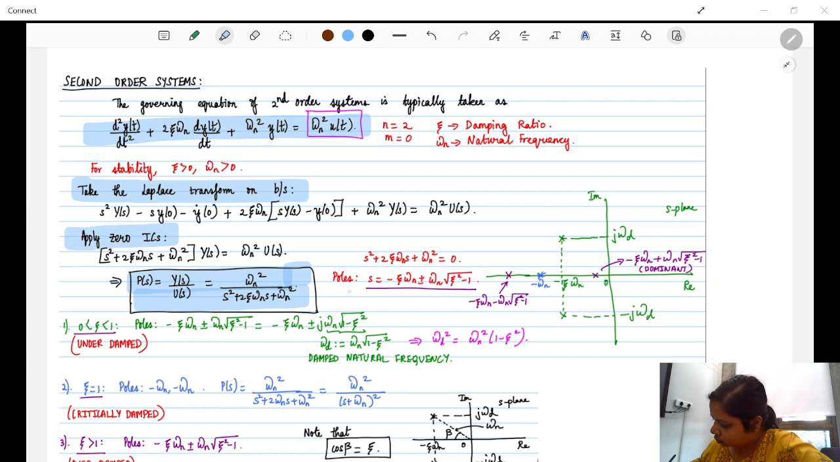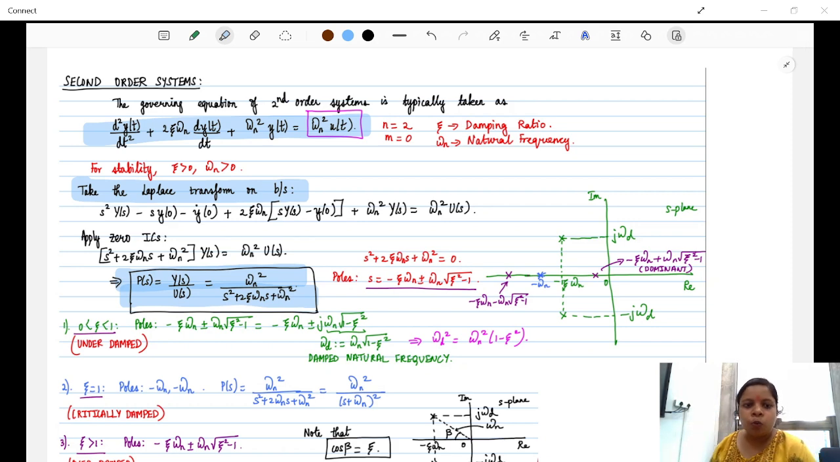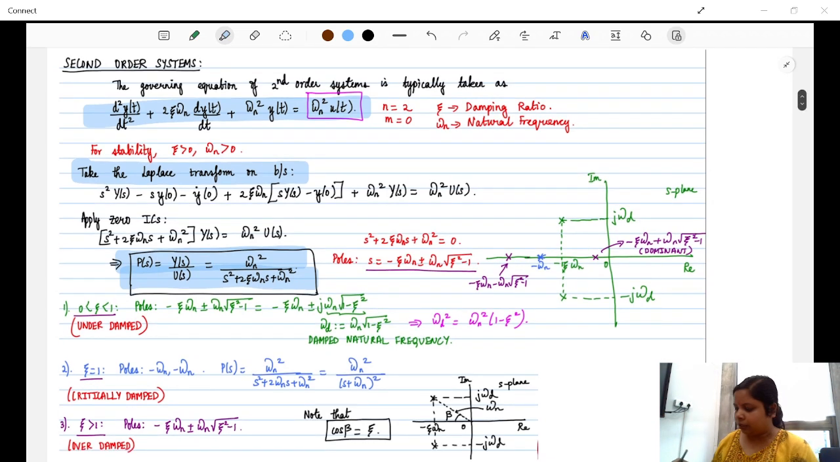When you found the poles, it was s is equal to minus zeta omega n plus minus omega n root of zeta square minus 1. So we are supposed to compare this equation with what we have found to determine what zeta is and what omega n is. Once we are able to find out what each of them is, then we can classify the systems.